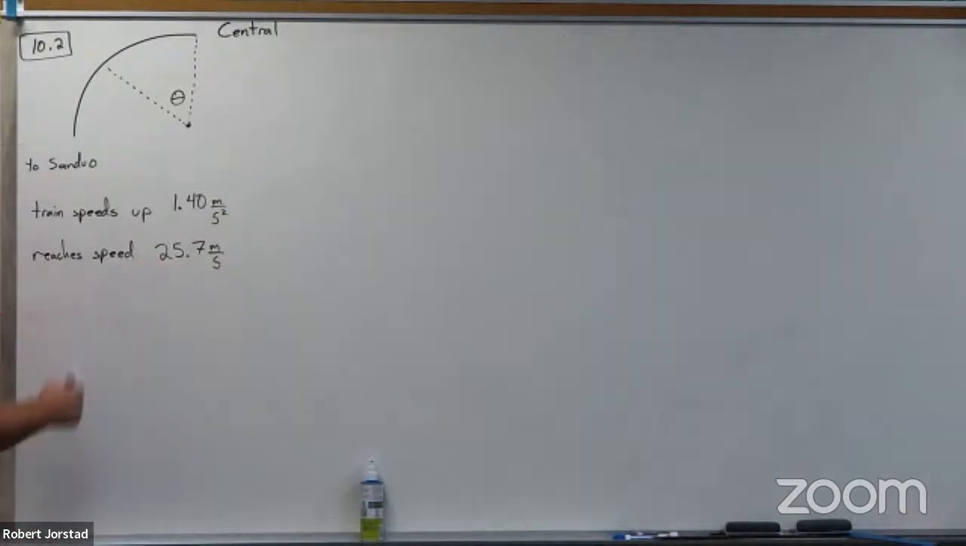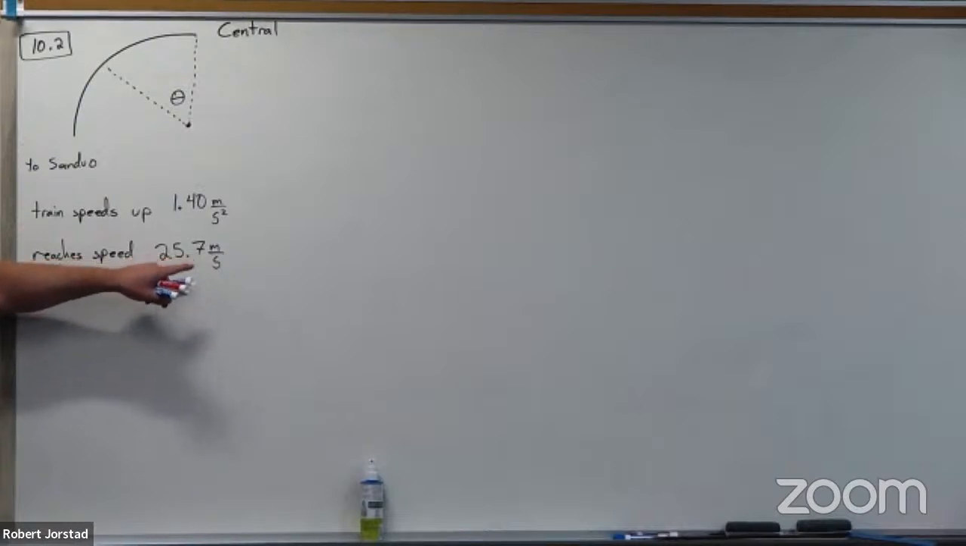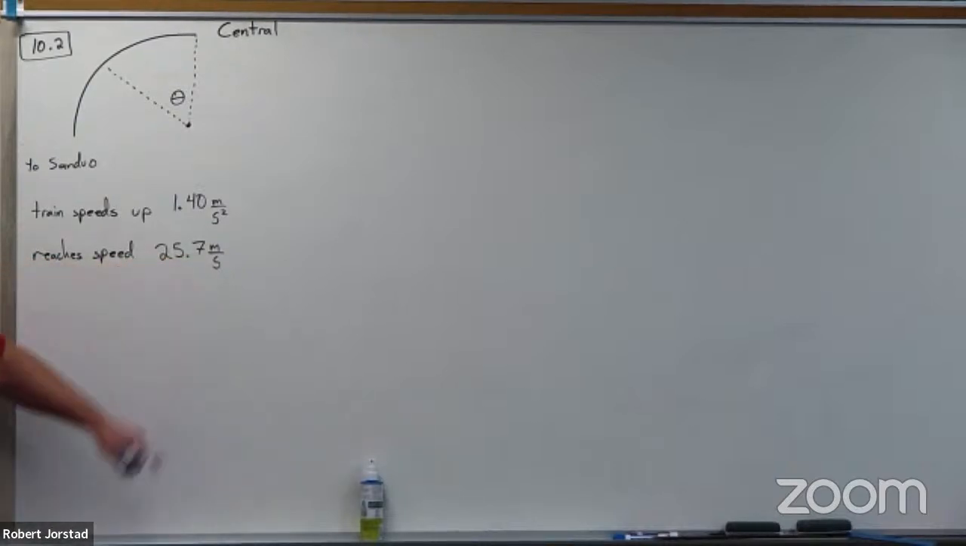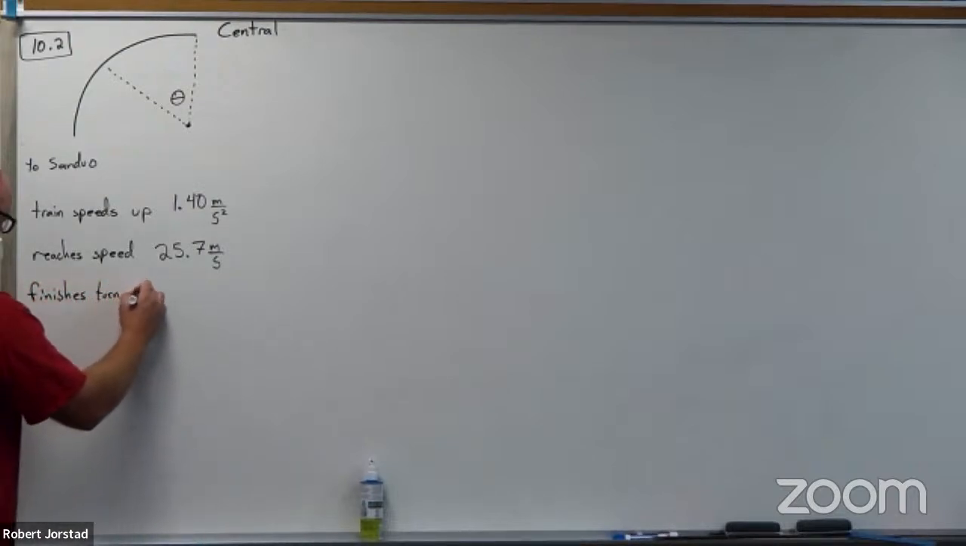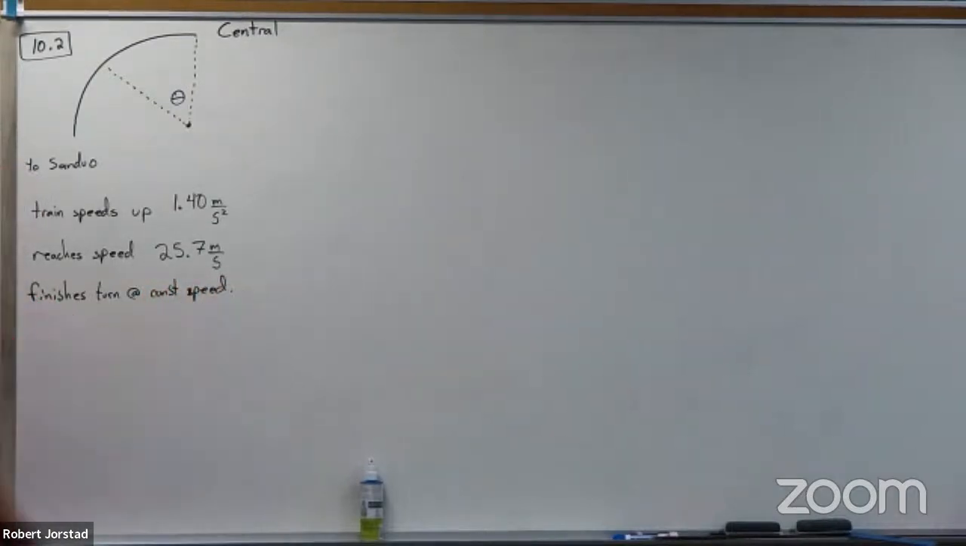Does anybody know how fast this is in miles per hour? You remember the conversion from meters per second to miles per hour? Just super approximate. The other way, 2. So it's about 50, 60 miles per hour. It's a little bit more than 2. It's about 2.2. So let's just say this is about 55, 60 miles an hour. Pretty realistic numbers here, okay? And that's going to finish the turn at constant speed.